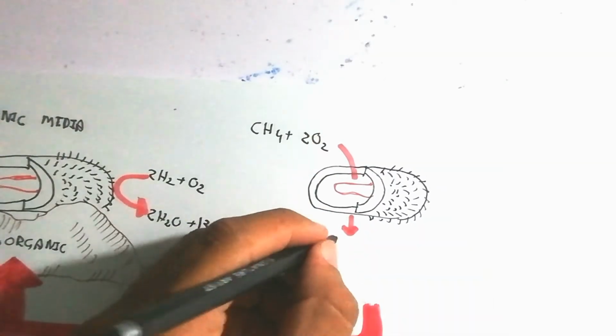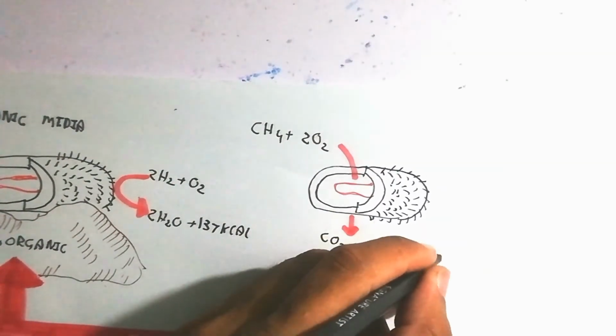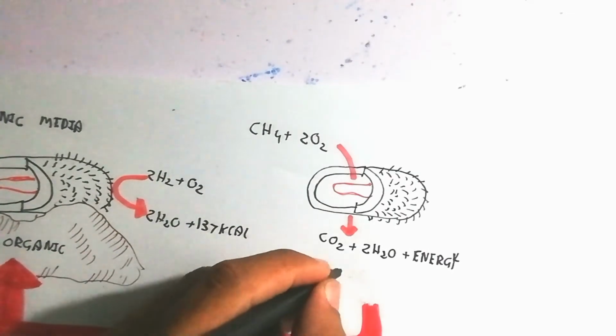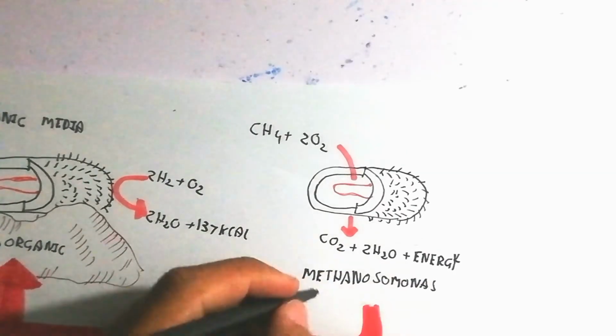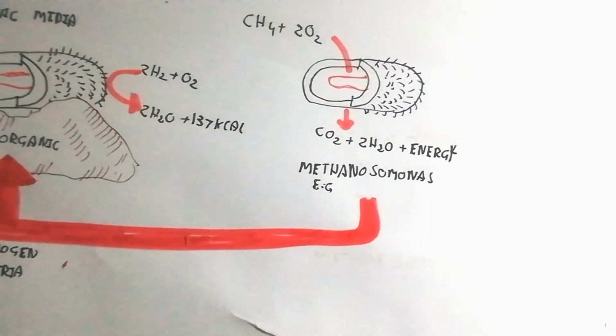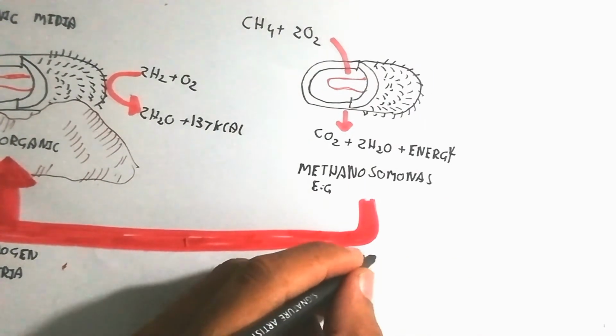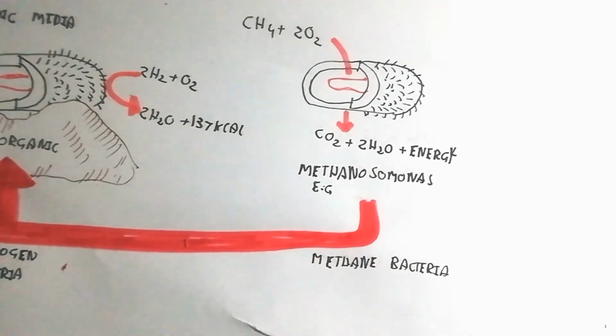And another is the methane bacteria, which are present where methane is abundant, and use oxygen to produce carbon dioxide, water and energy. Methanomonas is an example of this bacteria.